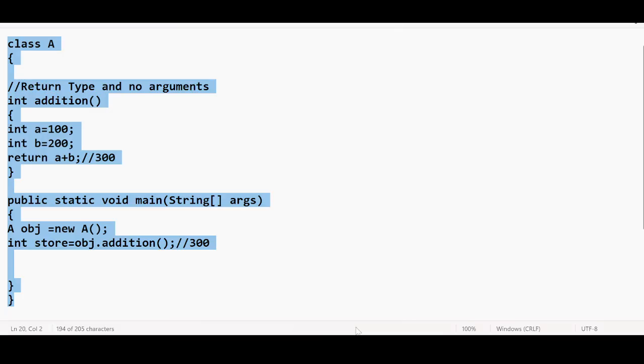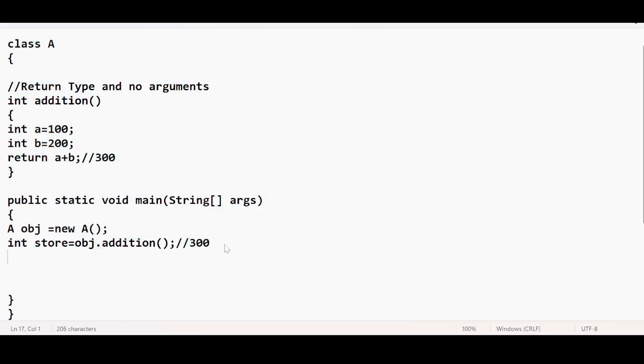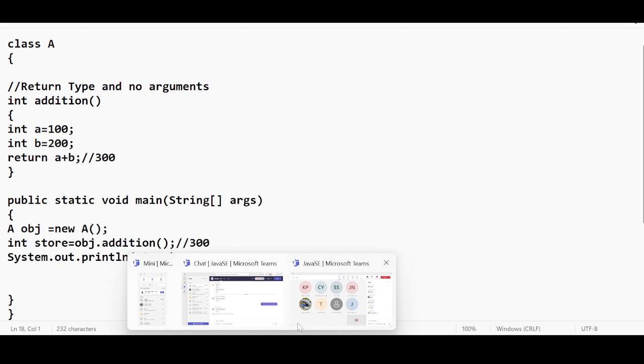But to display something in the console, I need to access this stored value, right? System.out.println. So I will be using what? The variable store itself. Do you think that now I will be getting the value 300 in the console? Yes or no, everyone?